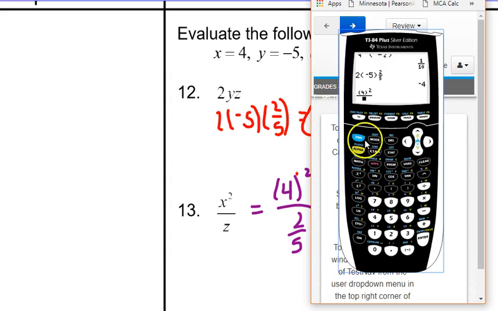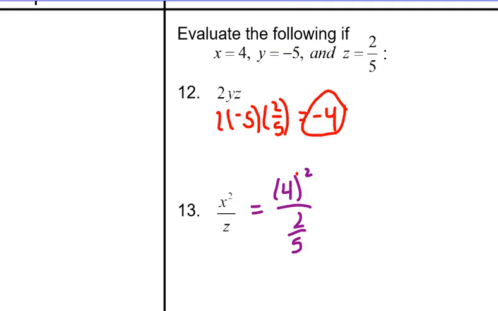Then on the bottom, we're going to actually have to put a fraction in our denominator. So we're going to go back to our fraction menu, press enter, and then that fraction bar shows up in the denominator, and we put 2/5, press enter, and we get 40. So our answer is actually 40. It looks more complicated than it really is. Comes out with a simple whole number.